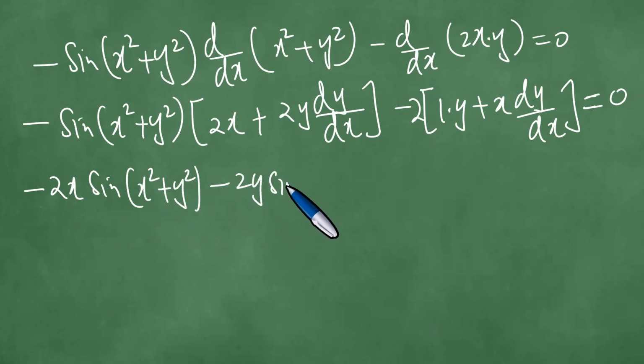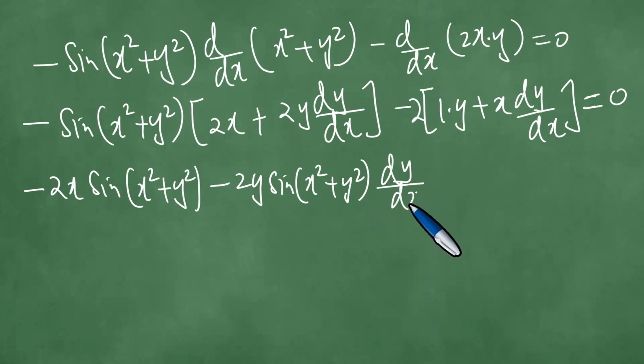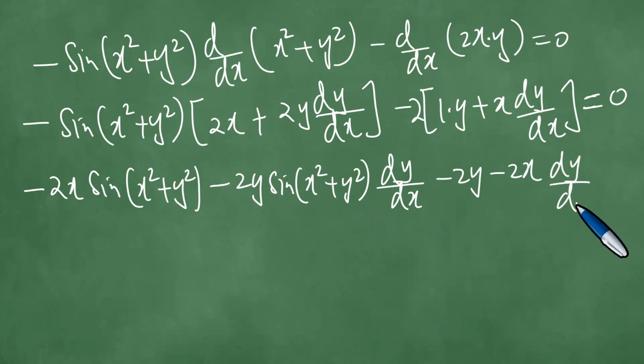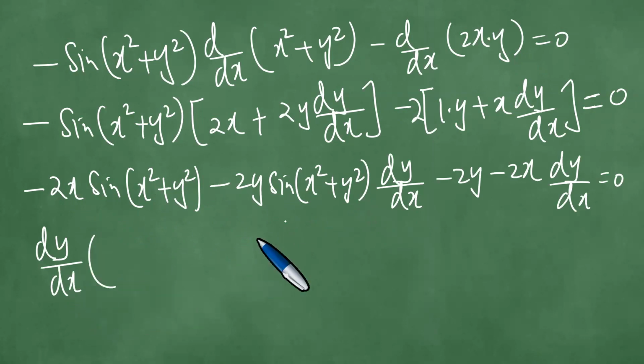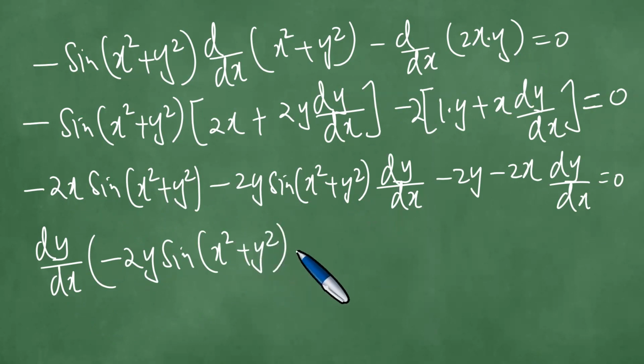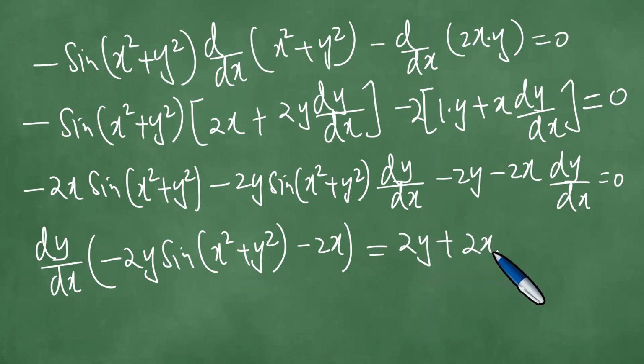This means we have minus 2x times the sine of x squared plus y squared, minus 2y times the sine of x squared plus y squared, dy/dx, minus 2y, minus 2x dy/dx equals 0. Okay, so you have dy/dx here. Factor out dy/dx as a common factor. We're left with minus 2y times the sine of x squared plus y squared, minus 2x.